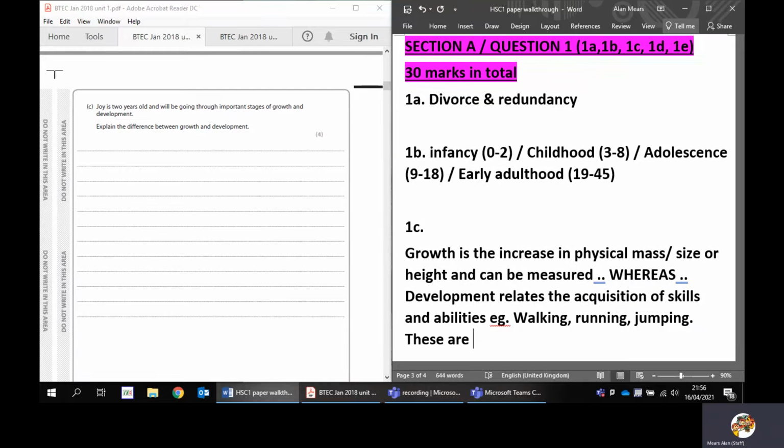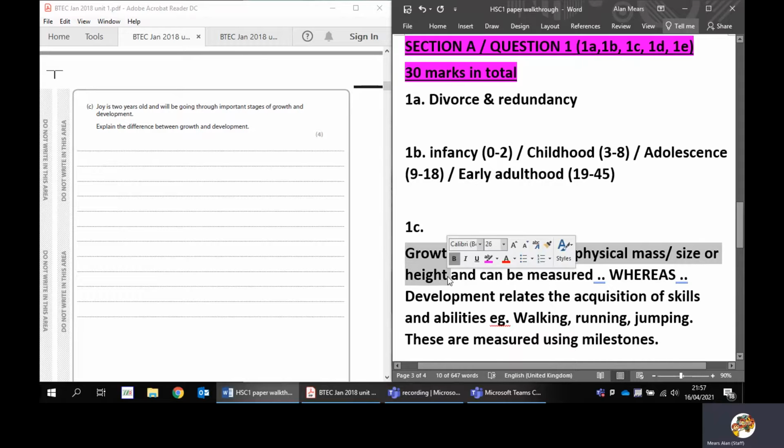These are followed, or I'm going to put, measured using milestones. So I've probably gone a little bit more over than you need to, but the main thing I've got here is growth is the increase in physical mass or size or height. So I've kind of defined it and given some examples, and can be measured.